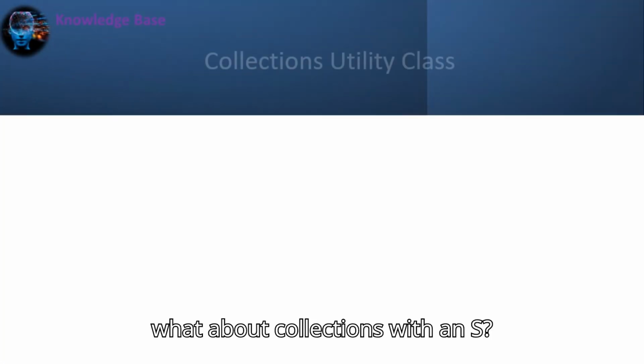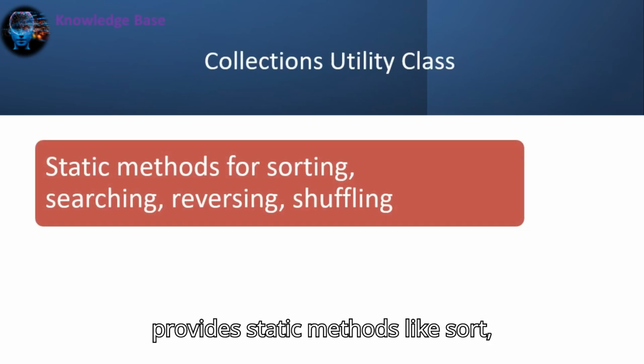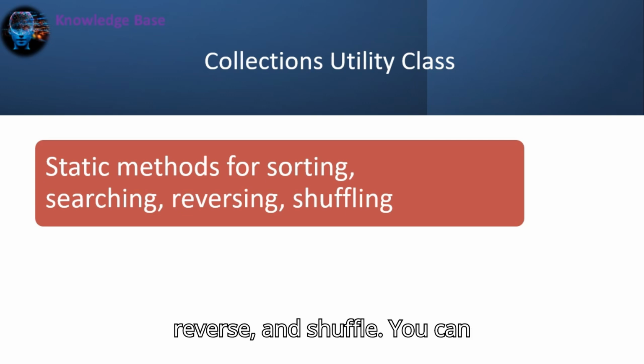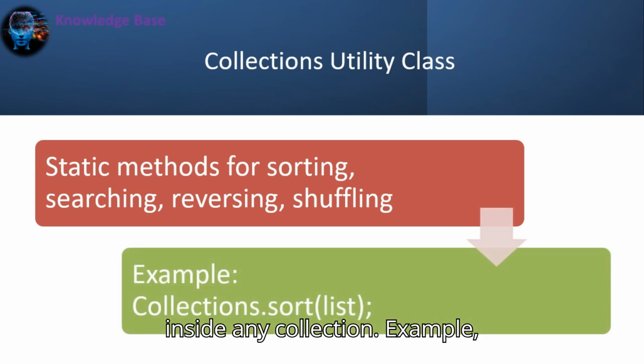Wait, what about Collections with an S? Collections is a utility class that provides static methods like sort, reverse, and shuffle. You can use it to quickly manipulate elements inside any collection. Example: Collections.sort(list).